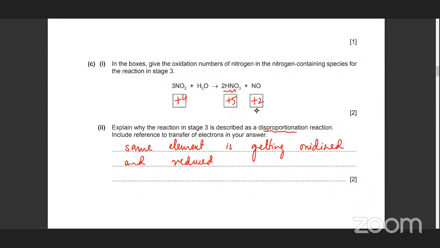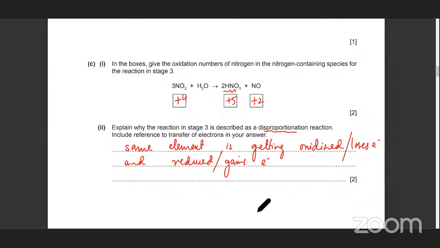So the same element is getting oxidized and reduced in the reaction. So that's known as disproportionation. और इसमें उसने कहा include reference to transfer of electrons. So वो लिख दो oxidized loses electrons, reduced gains electrons. ठीक है, बस यही ऐड करना होगा.